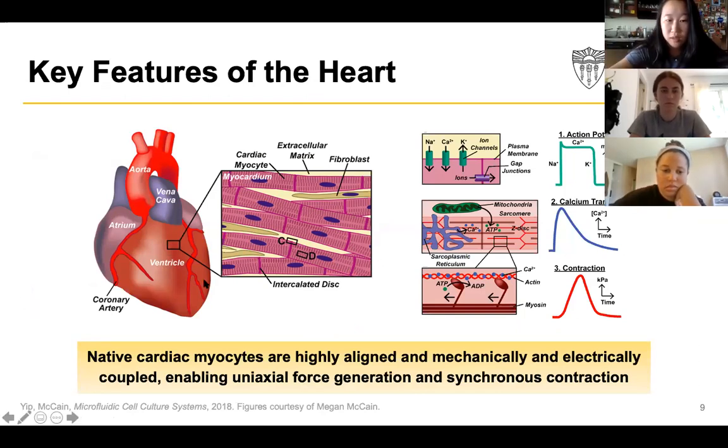It also has multiple layers, like the uterus. So it has the endocardium, epicardium, and the myocardium, which is the middle and thickest layer. And this thick layer is the one that really acts as the bulk of the muscle.